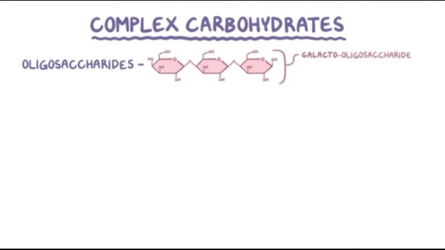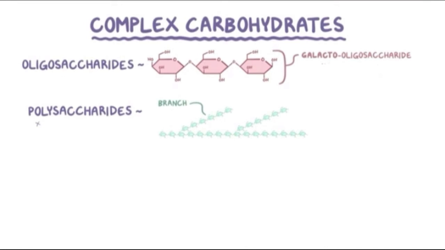Next are the complex carbohydrates. Under here, the complex carbohydrates include the oligosaccharides. Oligosaccharides can have a 3 to 9 molecular structure, and there are galacto-oligosaccharides, which are short chains of galactose molecules that can only be found in soybeans.